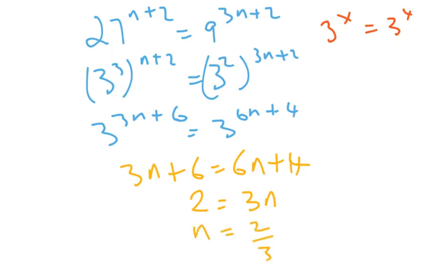I've just realised, by the way, that the question in the test paper was 27 to the power of n minus 2. So obviously I'm getting a different answer to that. But that's the technique for doing it. And so in my case, n is equal to 2/3.